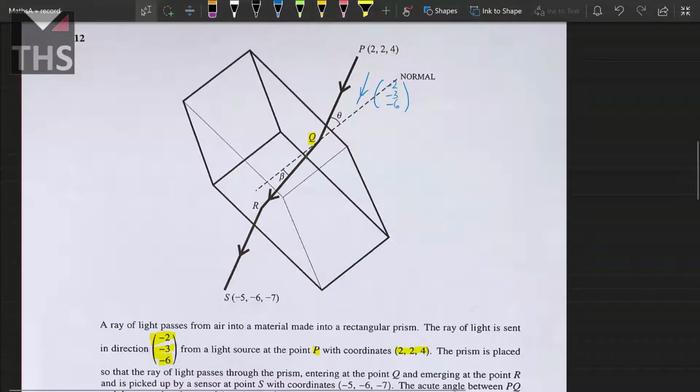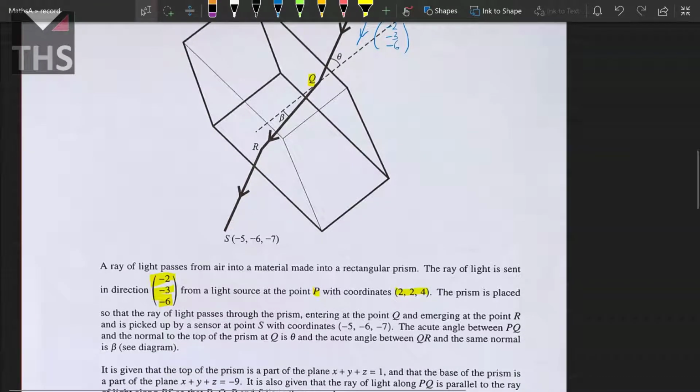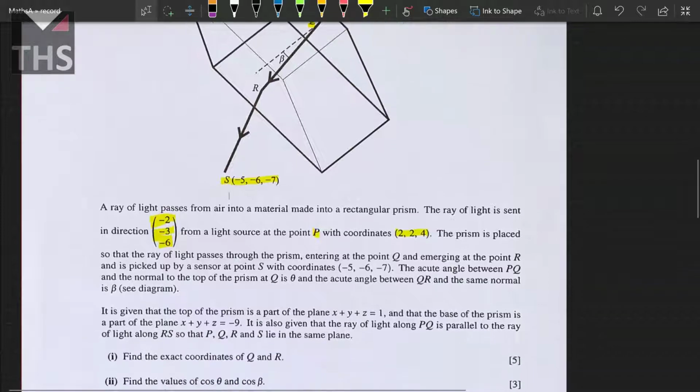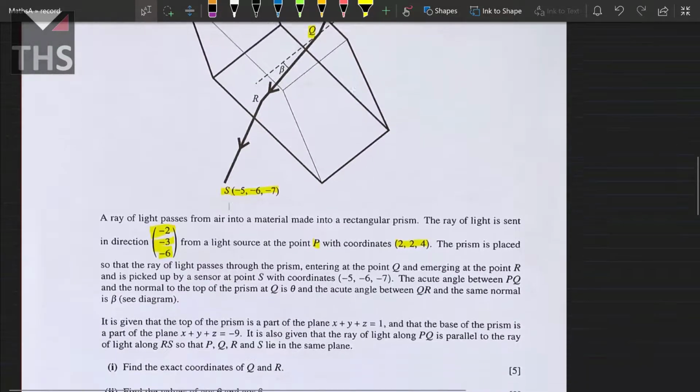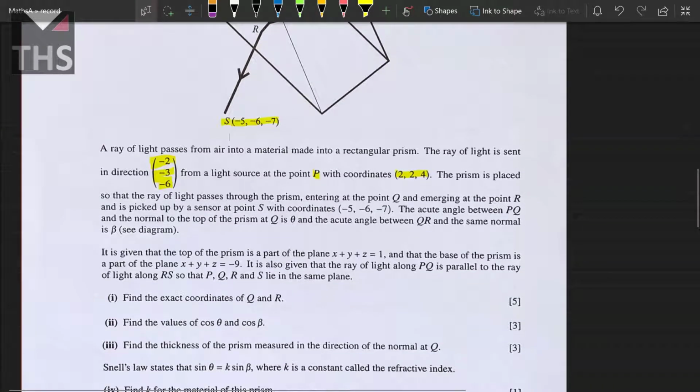Okay, then let's just try to analyze the questions a bit more. The prism is placed so the ray of light passes through the prism, reaching a point Q and emerging at point R. It's picked up by a sensor with coordinates this. Okay, this is a known coordinate that they tell you, and the acute angle is theta. It's on the top over here, and another acute angle is beta over here. Okay, so it's all with respect to this line, imaginary line called the normal. So don't really have to be so worried what exactly that is.